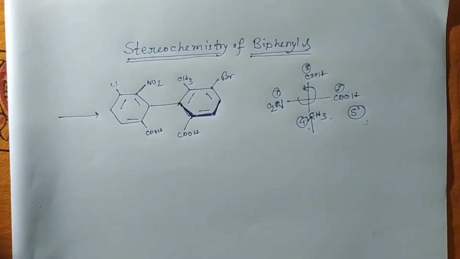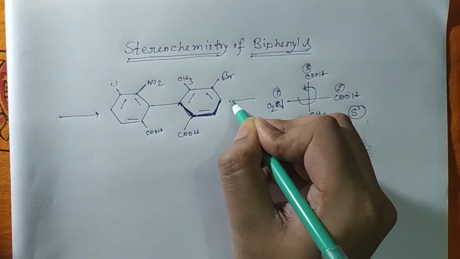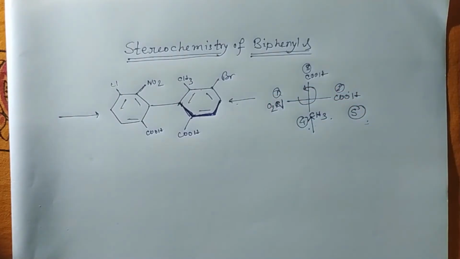This is how you can determine the configuration of biphenyls. Now you can argue: if we look from the other side, what will happen? That will also give the same result.